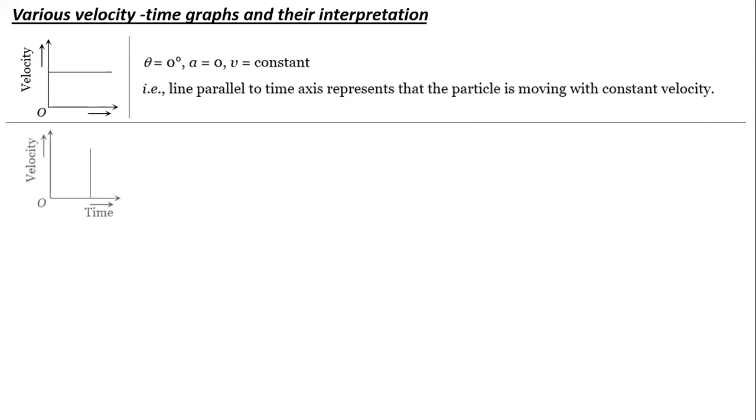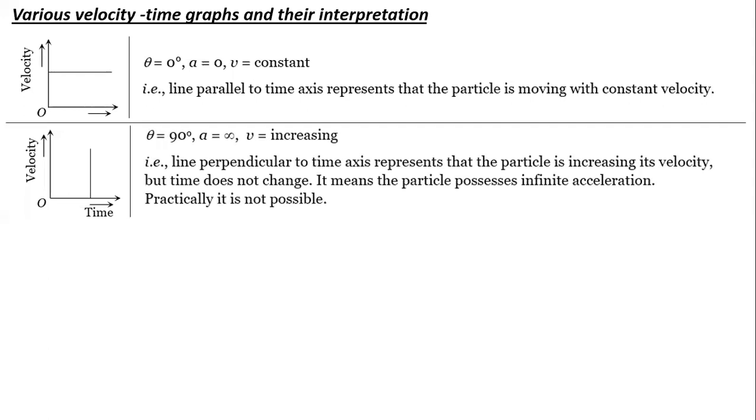Second, theta is 90. Tan 90 is infinity, which means acceleration is infinity. So change in velocity is infinity, which is not possible. A particle having infinite acceleration is not possible, so such a straight line is not possible.